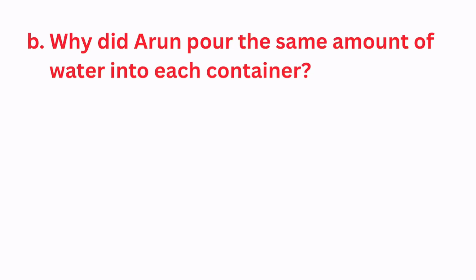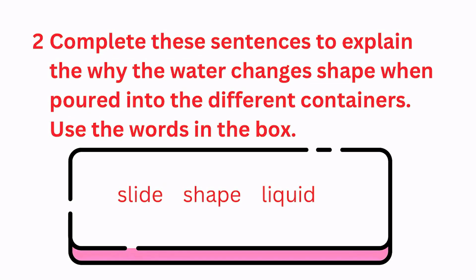B. Why did Aaron pour the same amount of water into each container? To make it a fair test. Question number 2. Complete these sentences to explain why the water changes shape when poured into the different containers. Use the words in the box.